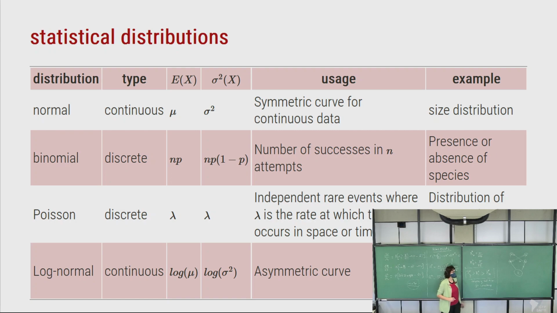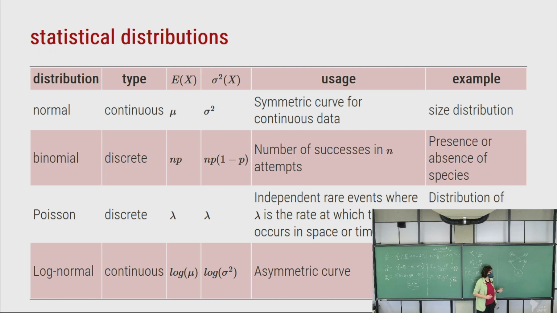So for the normal distribution, it's super straightforward because it has 2 parameters: the mean, describing the mean, and the standard deviation, describing the deviation. It's a symmetric curve for continuous data. We have tons of examples in biological systems. It is very much used when we have size distributions or any continuous measurements of a variable.